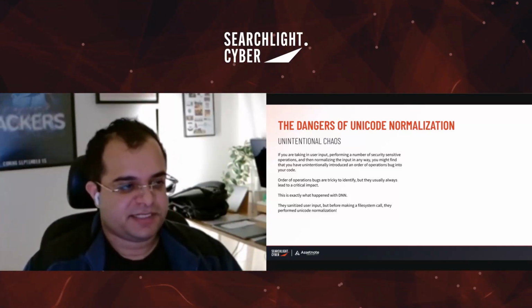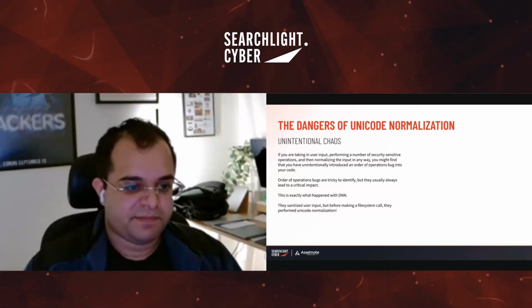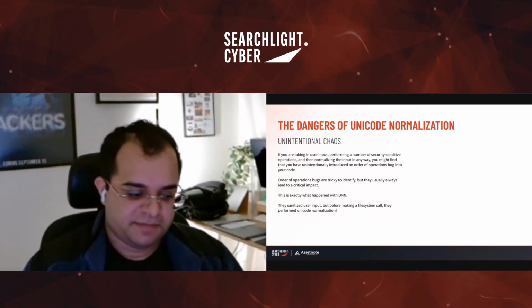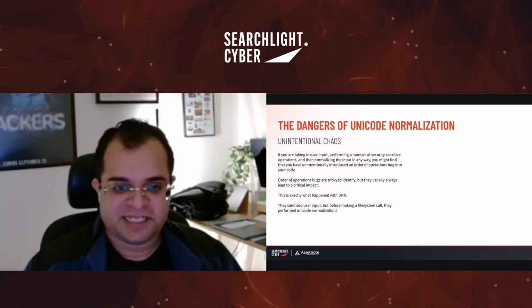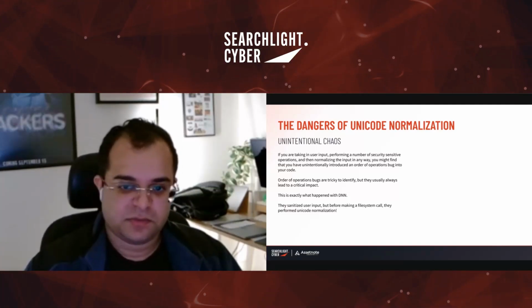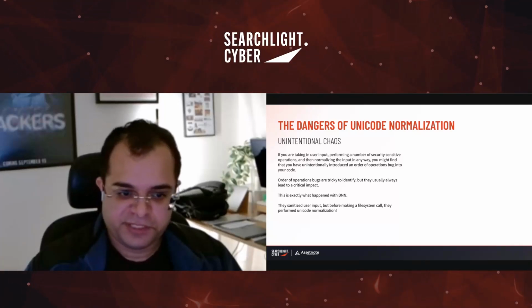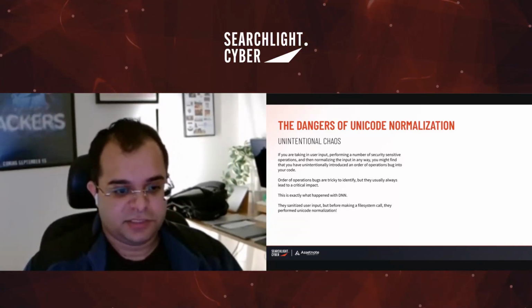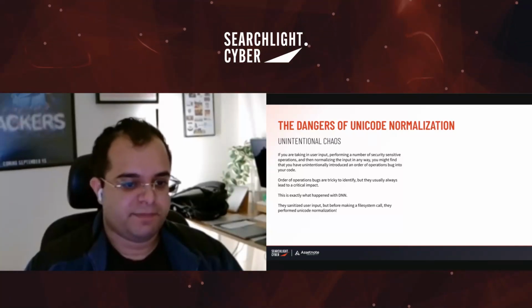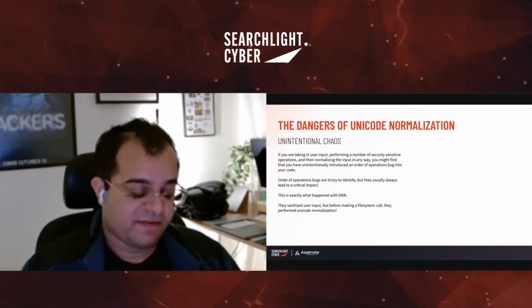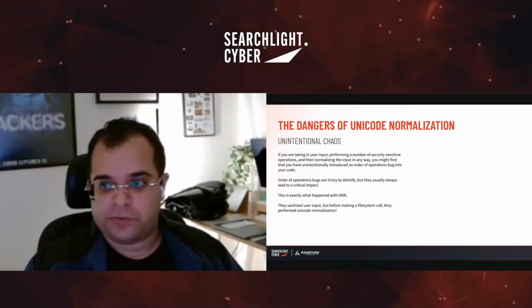Order of operations bugs are pretty tricky to identify, but they usually always lead to critical impact. And order of operations bugs are my favorite bug class. You would have noticed there's quite a few research posts we've done which focus on order of operations bugs. But this is exactly what happened in DNN. They sanitized the user input before making a file system call. But before making a file system call, they performed Unicode normalization.